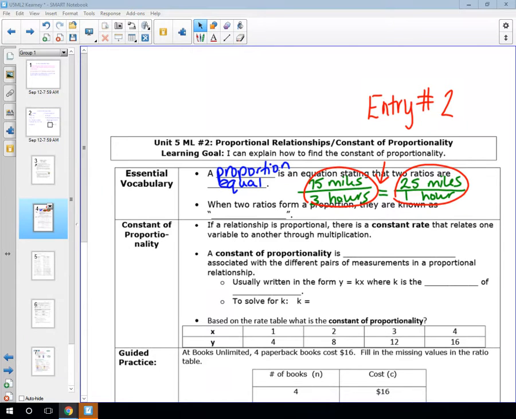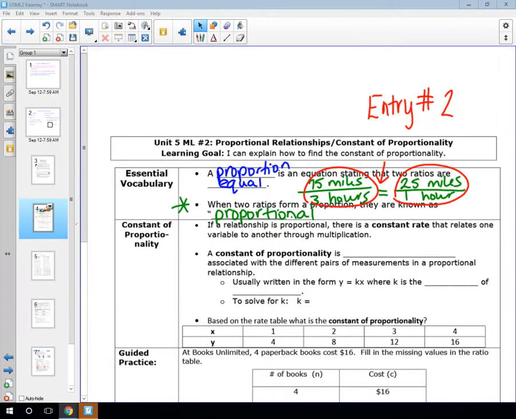When two ratios form a proportion, just like we just created, we say that those things are proportional. So let's backtrack about what we just said. When you have two ratios that are equal, like I just wrote down, that means they form a proportion. And if they form a proportion, that means they are proportional. So you learned a little bit about that last year.